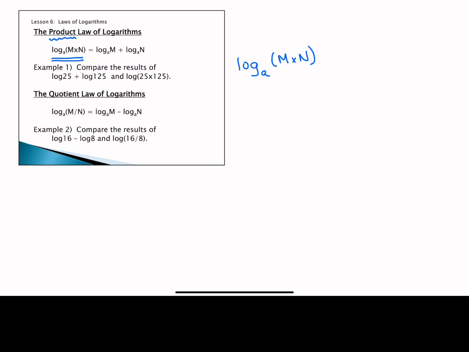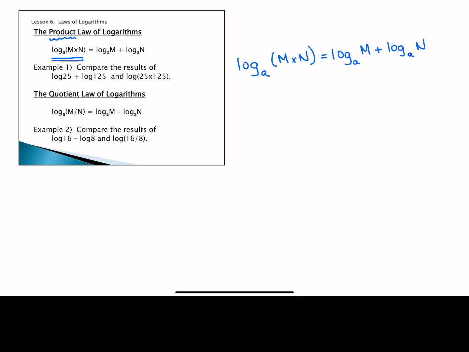If that's the case, if you have log base a of m times n and you want to simplify your expression a little bit, or you want to rework this expression, you'll get the same answer if you rewrite it as log base a of m plus log base a of n. So essentially what we're saying is if you're multiplying two things in that argument, so m times n, you can write this in expanded form or as two separate, simpler logs by adding log base a of m to log base a of n.